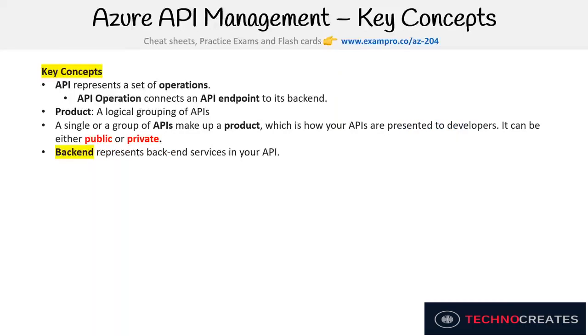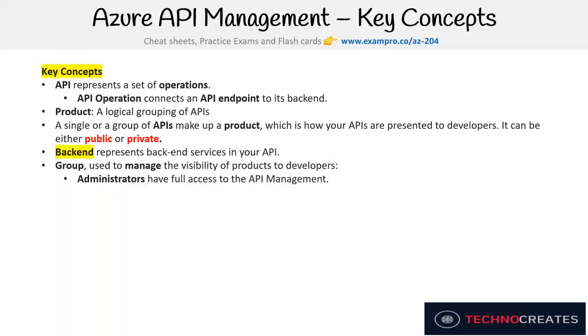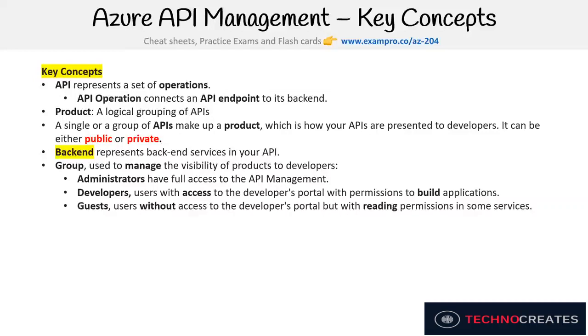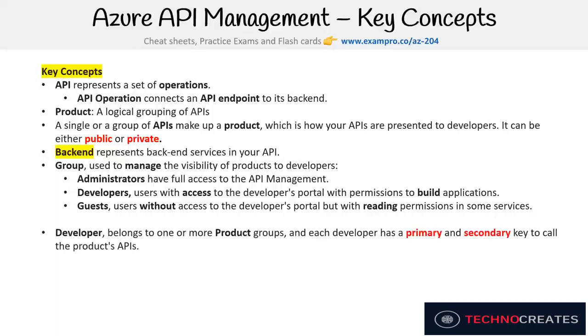We have a backend that represents backend services in your API. There are groups. These are used to manage the visibility of products to developers, such as administrators, who have full access to API management; developers, who are users with access to the developer portal with permissions to build applications; and guests, users without access to the developer portal, but with reading permissions in some services. There's the idea of a developer.